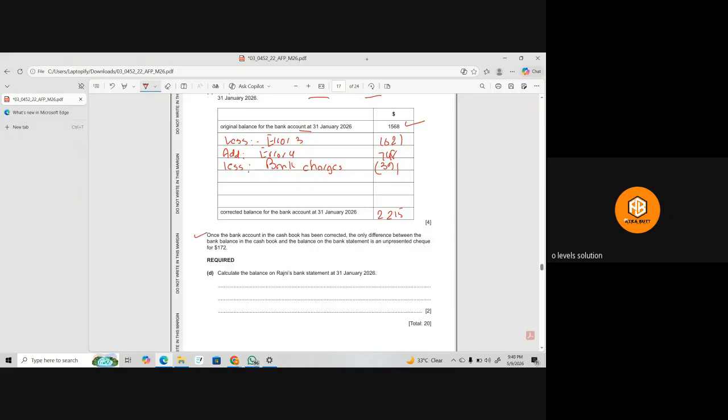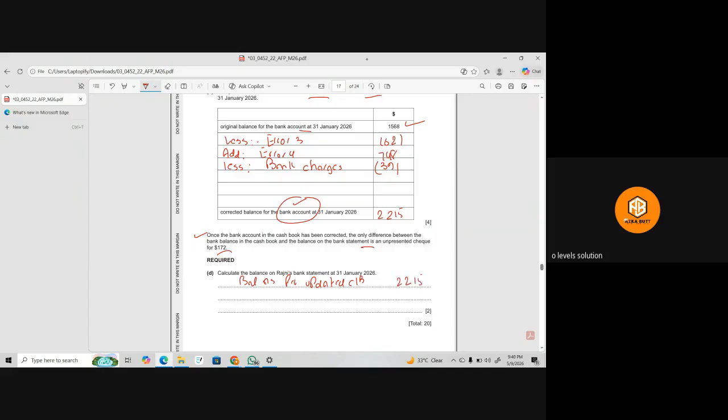Once the bank account in the cash book has been credited, the only difference between the bank balance in the cash book and the balance on the bank statement is an unpresented check. So calculate the balance on Rajni's bank statement. Balance as per the updated cash book. It is a bank account, not the cash book basically. As per updated cash book, this is equal to 2215.